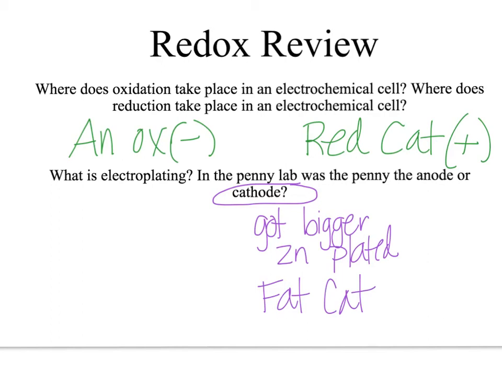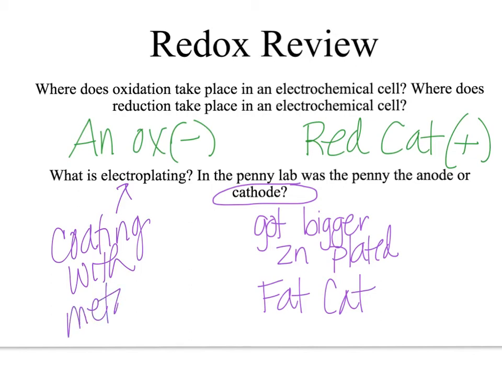Electroplating: it asks what is electroplating, and that is basically coating with a metal. I forgot to write that down. It provides a protective coating and keeps the inner part of the metal from being exposed to the air. It also asked, in the penny lab, was the penny the anode or the cathode? And of course it was the cathode. Remember fat cat, it actually got bigger because we were taking the zinc atoms and plating them onto the cathode. If we had taken the mass before, we would see that the mass of the penny got bigger because we added zinc atoms to it.